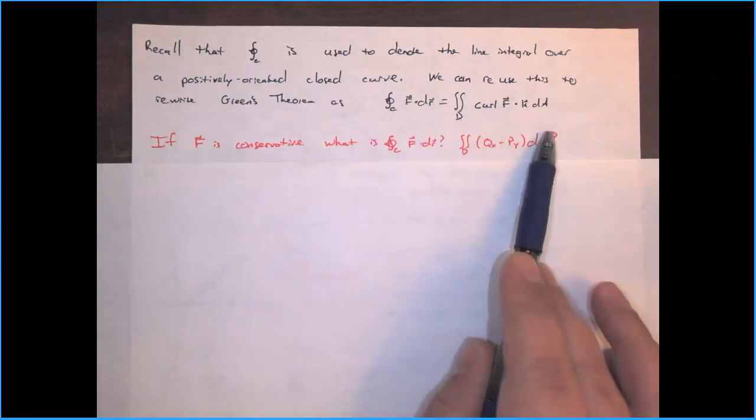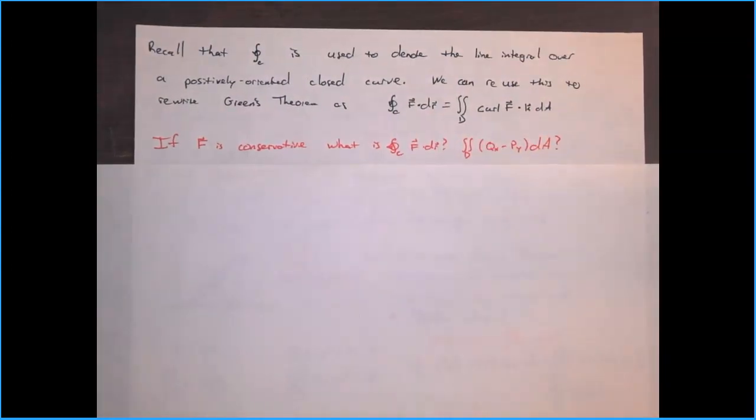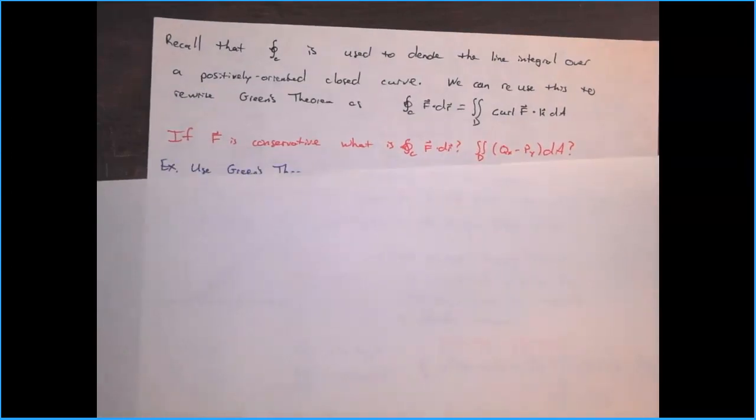So Green's theorem, we've just basically verified it if f is conservative, but it also works for other vector fields. And there are some exercises in the textbook that ask you to verify it. I'm not going to verify it here. We're just going to use Green's theorem to do a couple of examples.